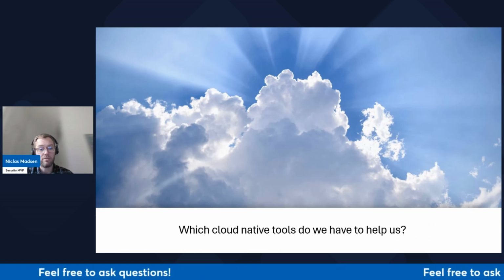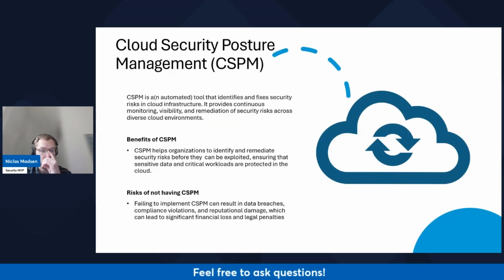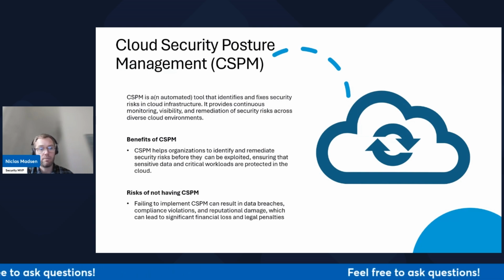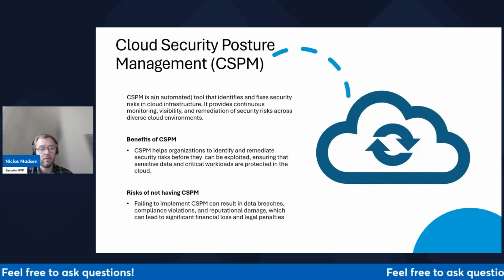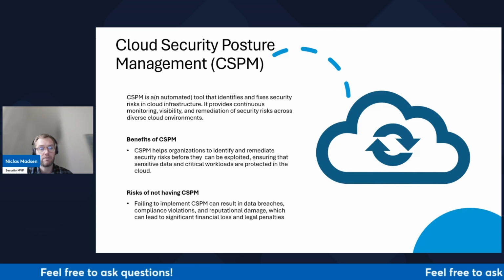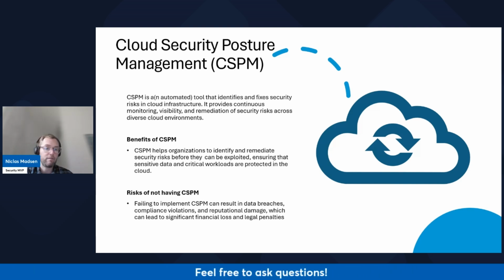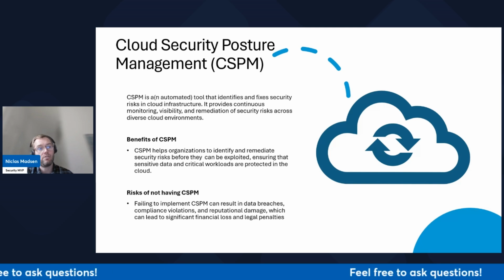So this might be interesting for some of you. What cloud native tools do we actually have in Azure that can help us? Well, we do have quite a lot, but before we get there, I just want to mention something that Microsoft is really pushing right now. It's a term called Cloud Security Posture Management, CSPM, which is, as you can read here, an automated tool that identifies and fixes security risk in cloud infrastructure. It provides continuous monitoring, visibility, and remediation of security risk across diverse environments. So the thing is here that Microsoft has this, other companies have this as well. So it's really just important that you use some kind of CSPM.